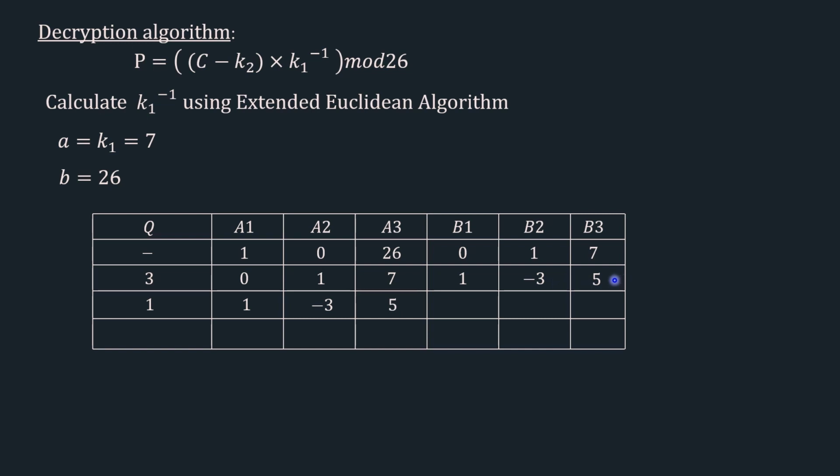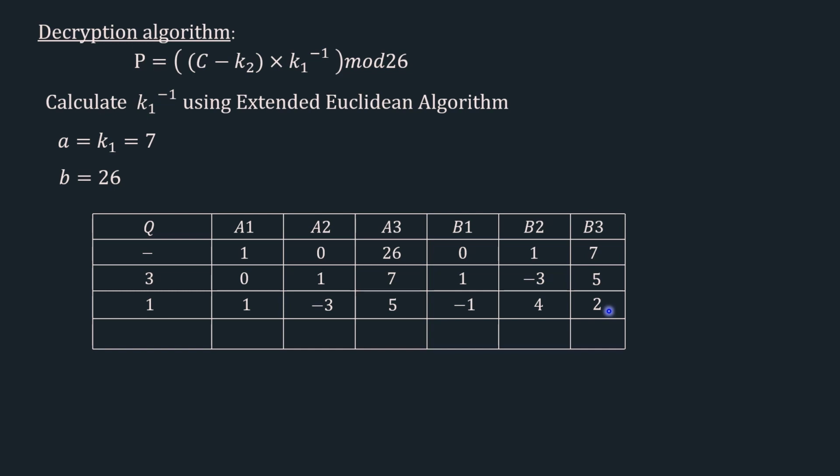Now let's calculate the further values of b. So b1 is 0 minus 1 into 1, which gives us minus 1. b2 is 1 minus 1 into minus 3, which gives us 4. And b3 is 7 minus 1 into 5, that is 7 minus 5, which gives us 2. Since b3 is not 1 or 0, we will further continue the iteration.